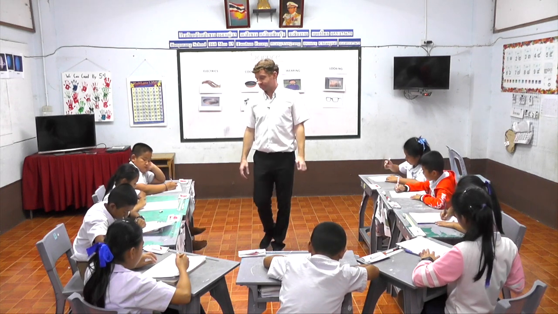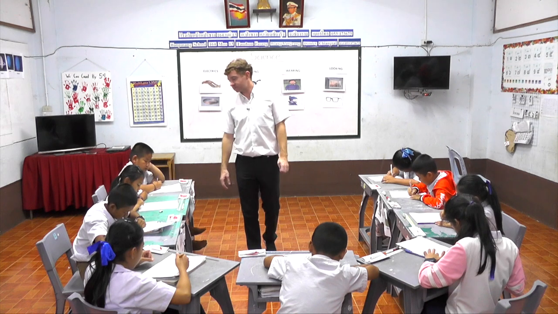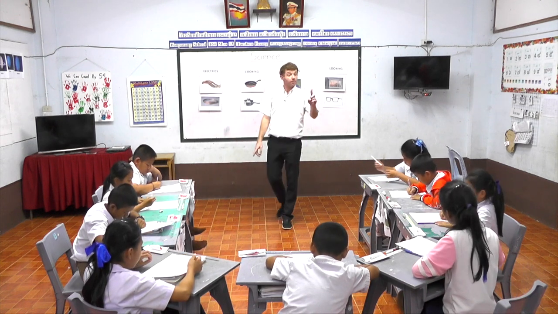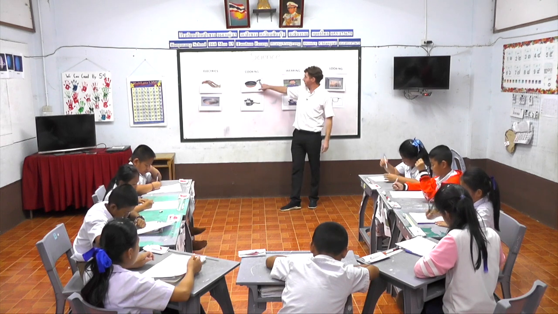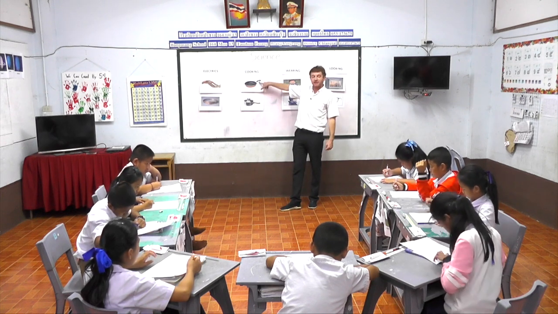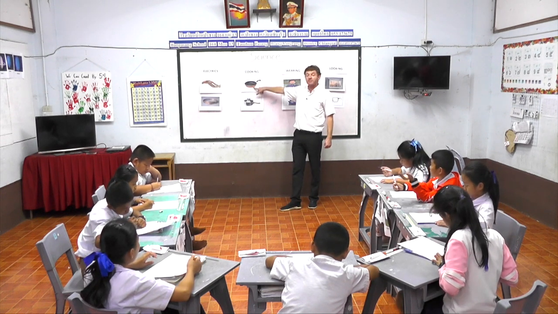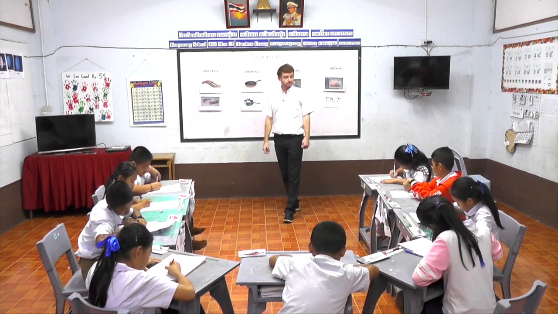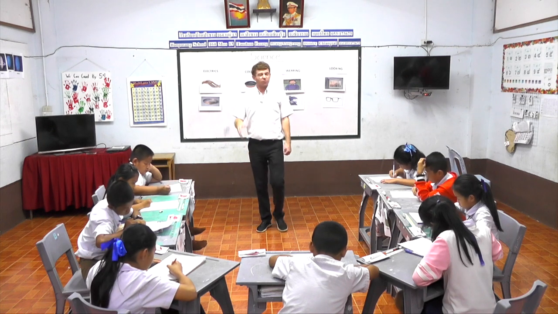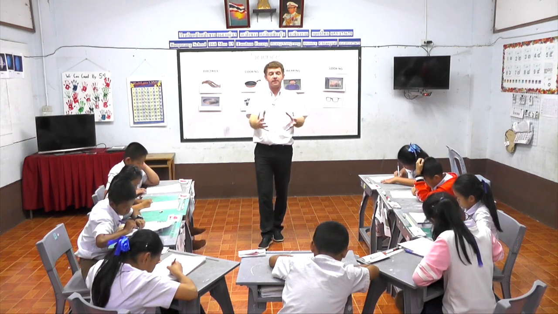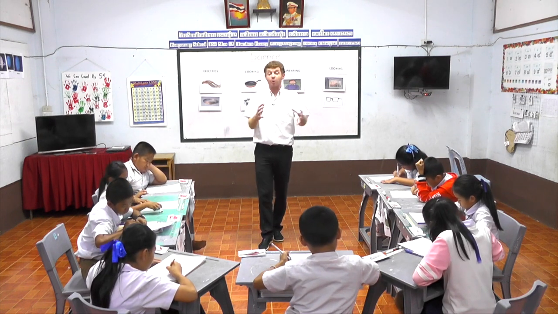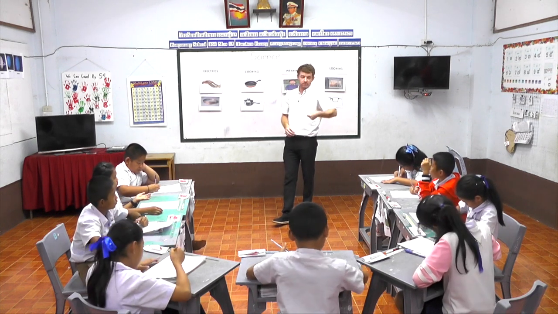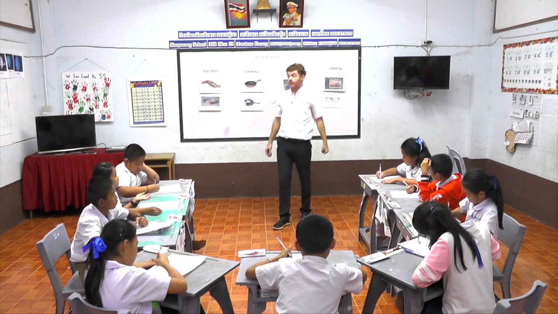The body of frying pans is made of... We know the handle is made of plastic. What is the body made of? Metal. Yes. Because we can't touch the metal. The body is used for cooking. It is hot. The plastic is for the handle, so we can hold it. Okay.